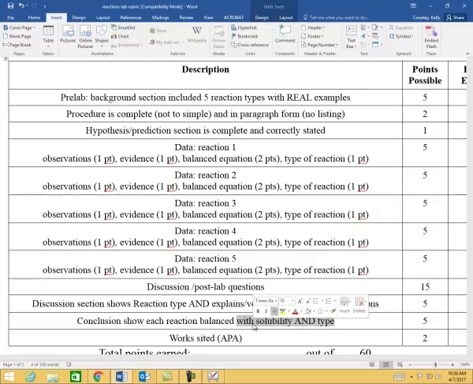Does that make sense? It feels like you're a broken record, but that's the purpose of a conclusion. Just quickly tell me what you got. What's a balanced reaction? What type of reaction? Okay, short, sweet, simple. Do not elaborate.